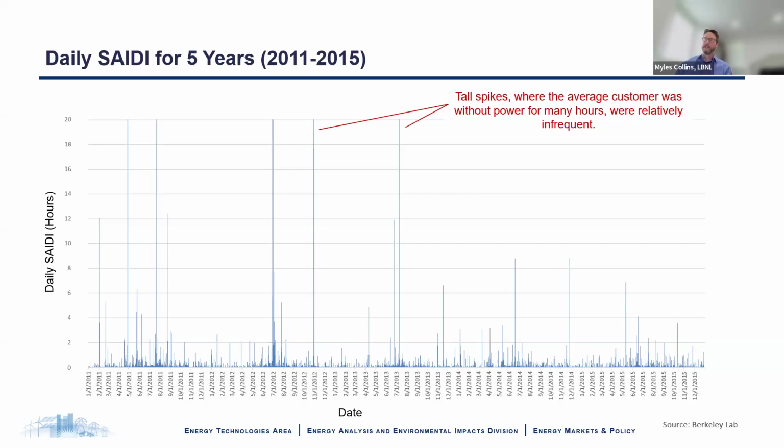We can see most of the data. There's over 1,800 points. And most of that data has values that are pretty low, but we do see some tall spikes where the average customer was without power for a number of hours during that day. But these are relatively infrequent. Next slide.